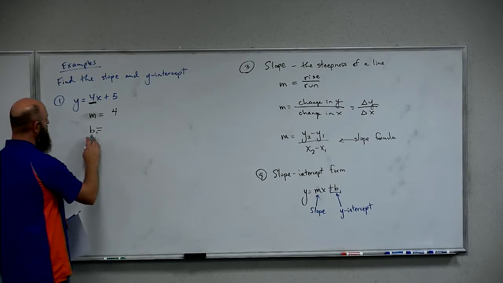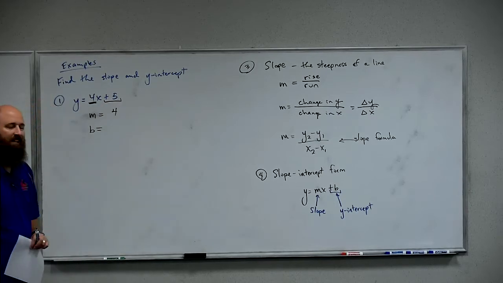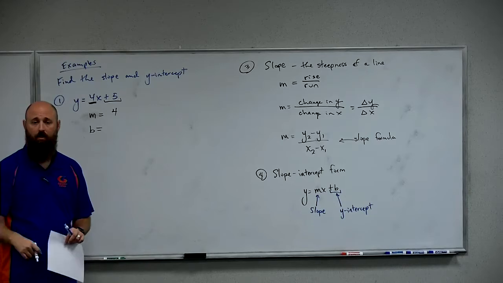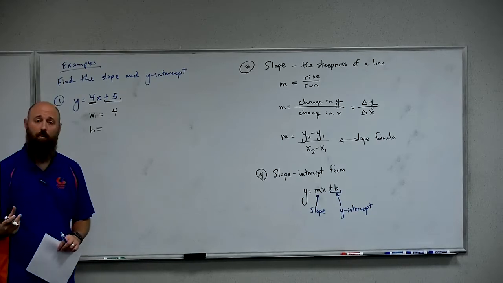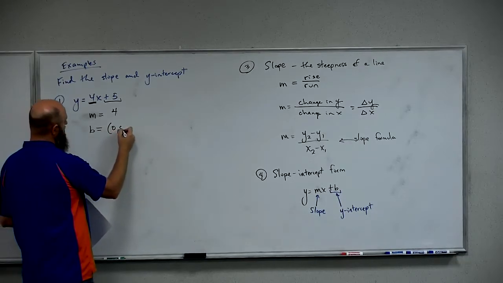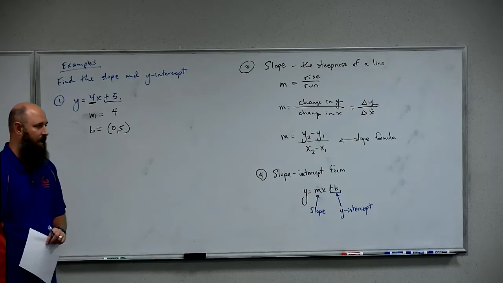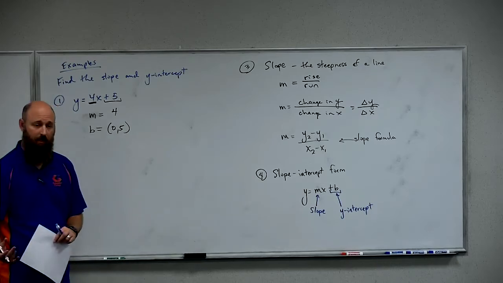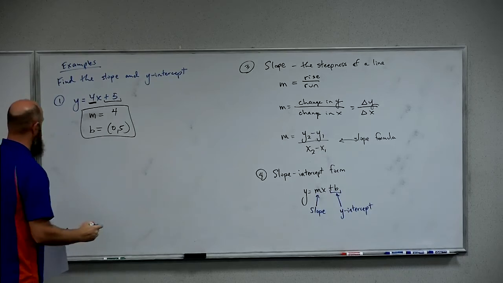Now my y-intercept is this number here, including the sign, but it is an ordered pair. The y-intercept is where it crosses the y-axis. It has to be an ordered pair, so I have to write it that way. So it's always going to be 0 and this number, including the sign. So make sure that you write it correctly. And there would be our answers.